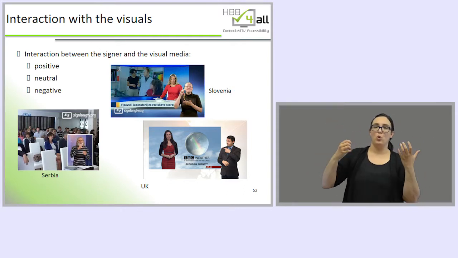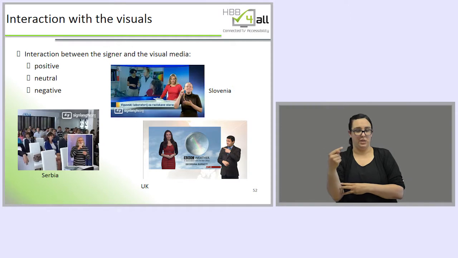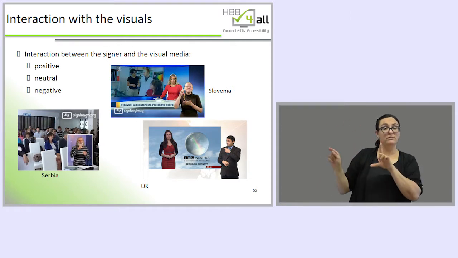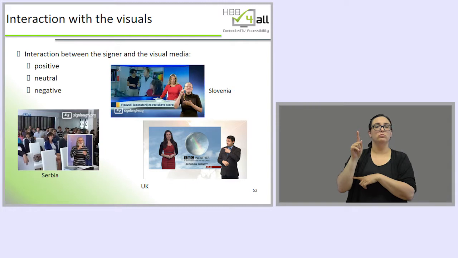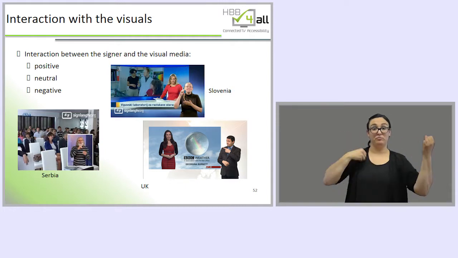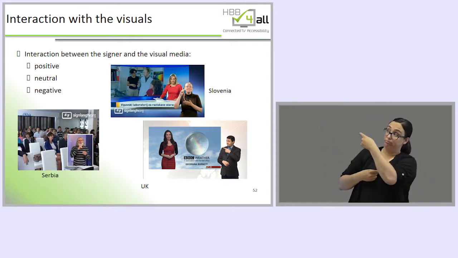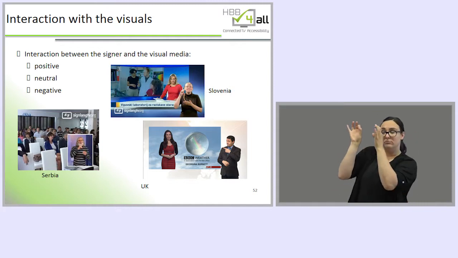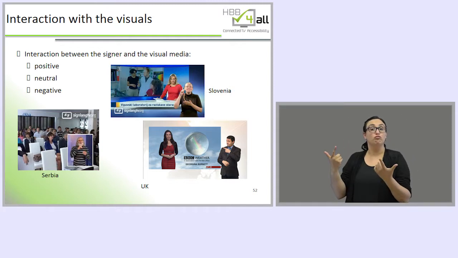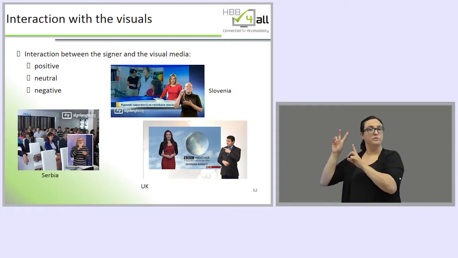And as we introduced earlier, the interaction between the signer and the visual media can be either positive, neutral, or negative. In the examples that we have here, the UK example shows a positive interaction between the signer and the visual. In this case, the interpreter is pointing to the presenter and directing his eye gaze to the presenter so that he uses the visual information to complement his signing.